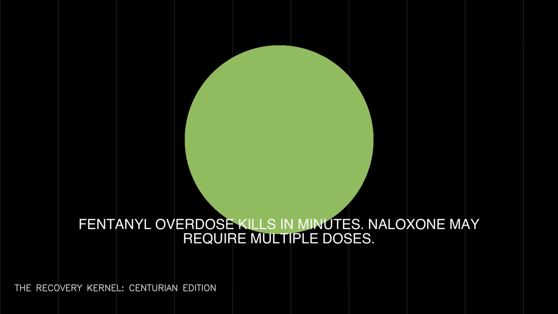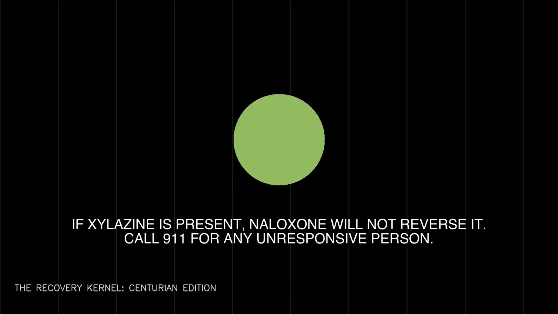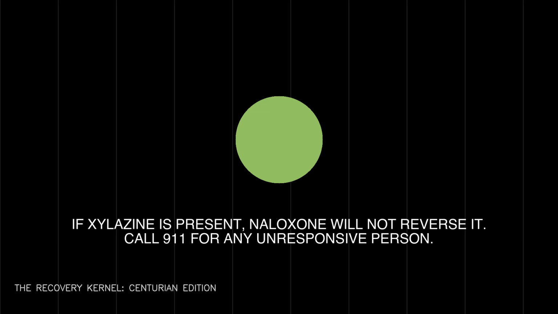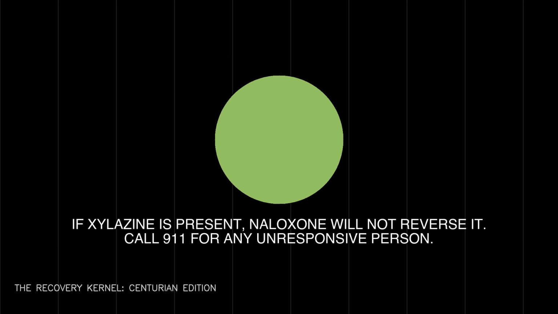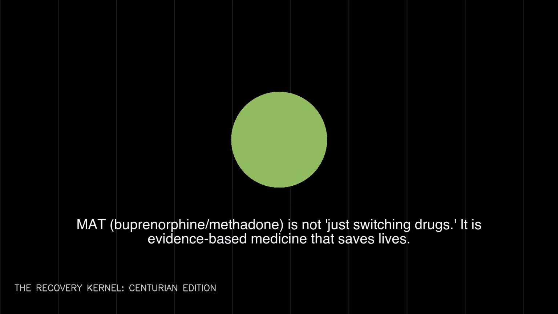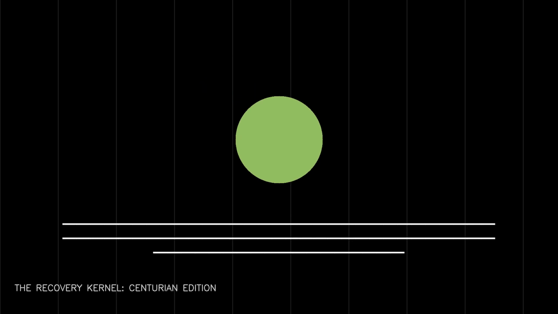Crisis: call 911 or text 988. Fentanyl overdose kills in minutes. Naloxone may require multiple doses. If xylazine is present, naloxone will not reverse it. Call 911 for any unresponsive person.